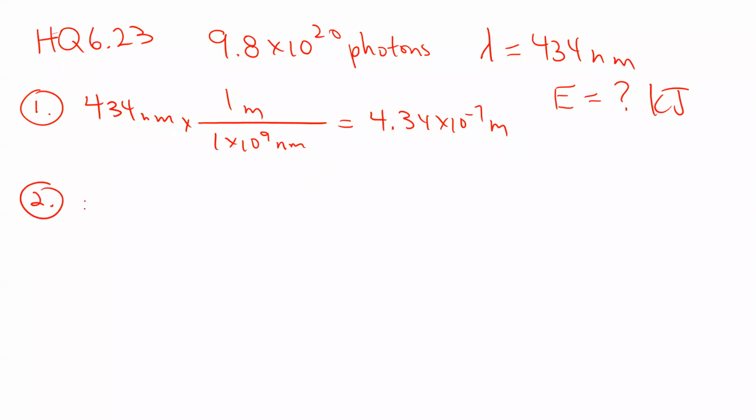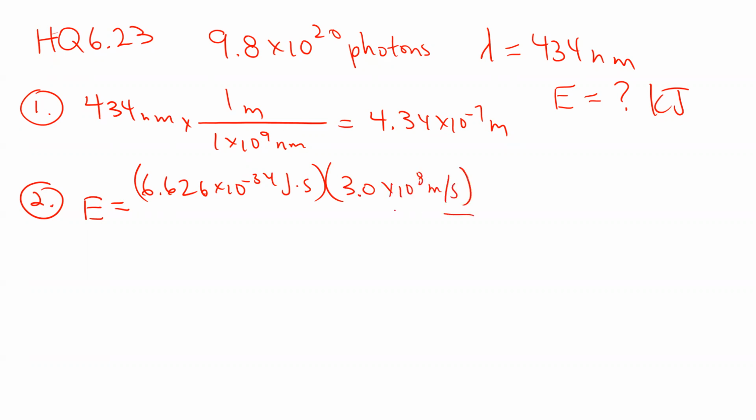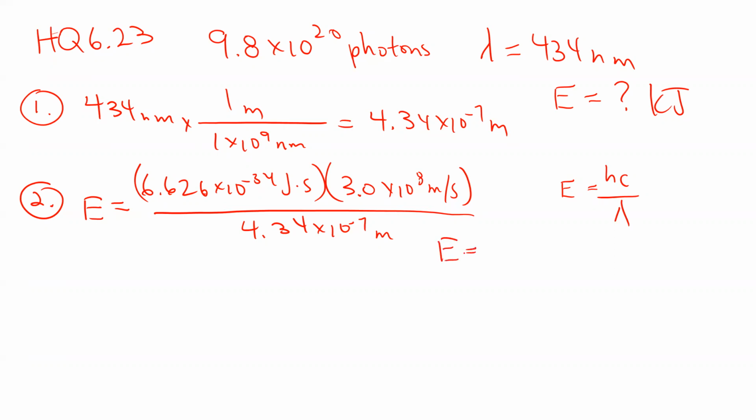Now I can find the energy of that light, right? Energy equals Planck's constant, 6.626 times 10 to the minus 34 joules times seconds, my speed of light, 3 times 10 to the 8 meters per second, over my wavelength, 4.34 times 10 to the minus 7 meters. For this second step, we were just using energy equals Planck's constant, the speed of light, over my wavelength. We find the energy, that's the energy for one photon.